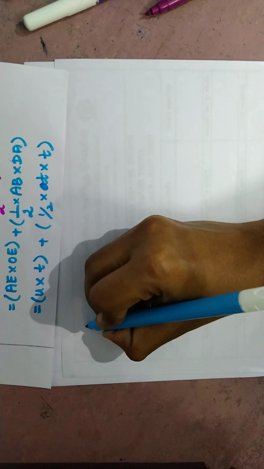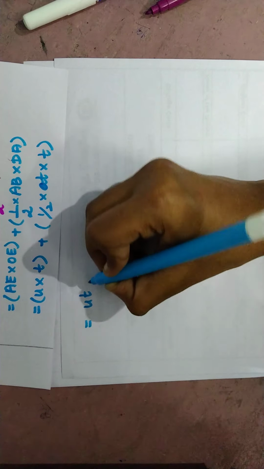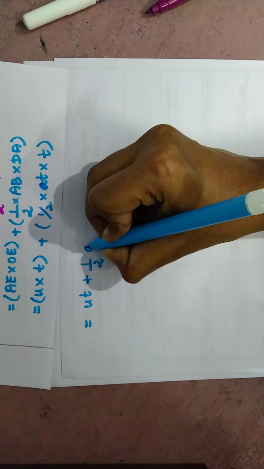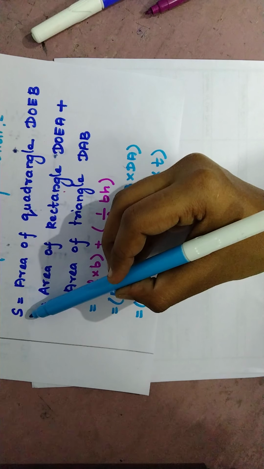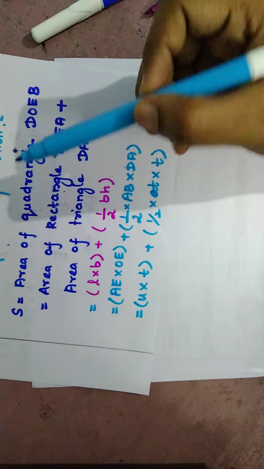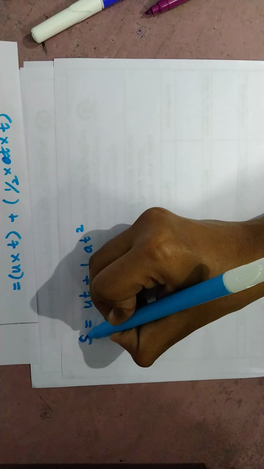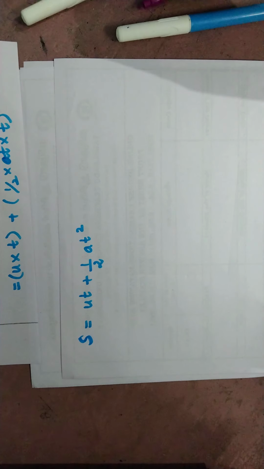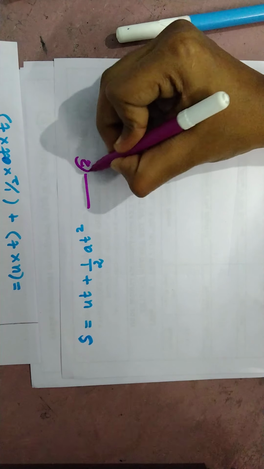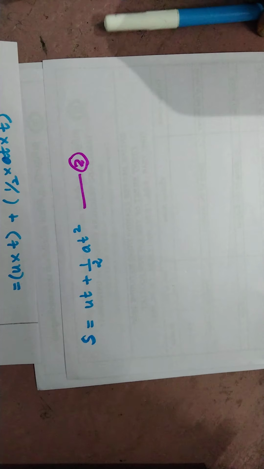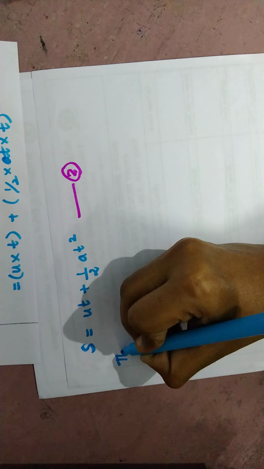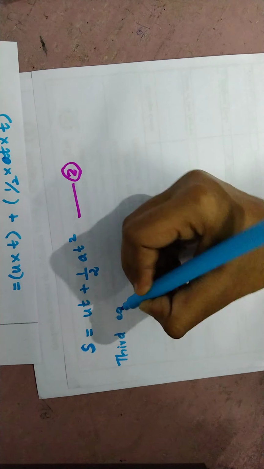So from the continuation of this, equal to we can write UT plus half into AT square. Here the value of S is the formula for area of quadrangle. So we can say small s is equal to UT plus half into AT square. This is equation number 2. And the third equation of motion.